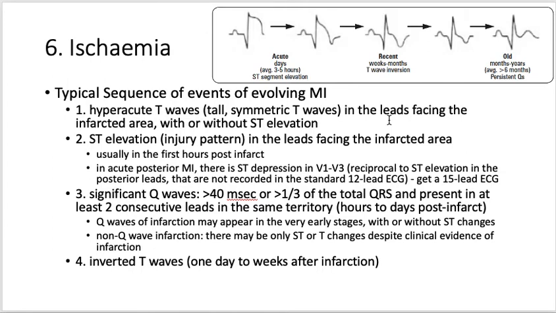So generally, as ischemia progresses through the heart, it starts off by showing signs on ECG, and the first ECG changes that you'll see will be hyperacute T waves. So these are your tall, very symmetric T waves, and these are once again in the leads facing the infarcted area, as I mentioned in the last slide. And these can be present with or without ST elevation.